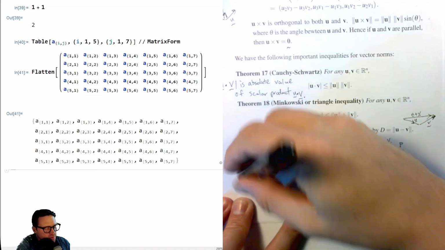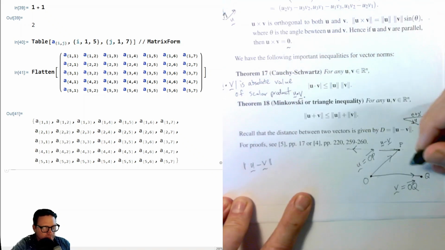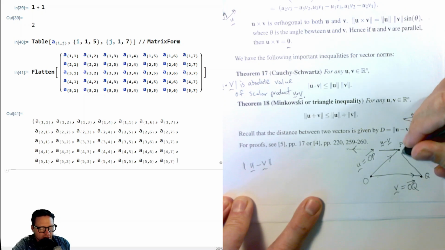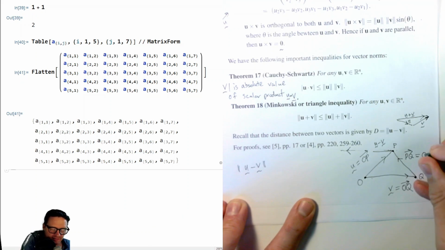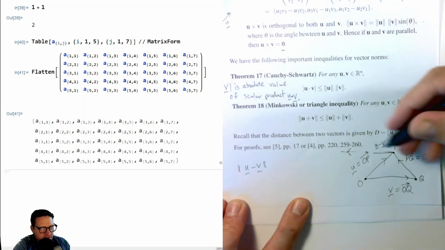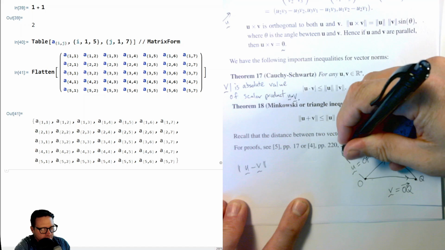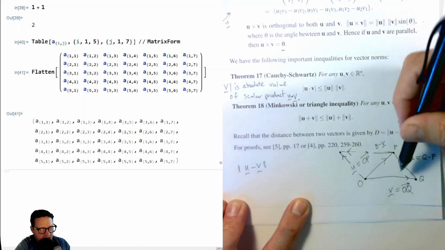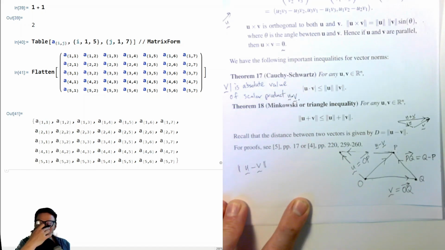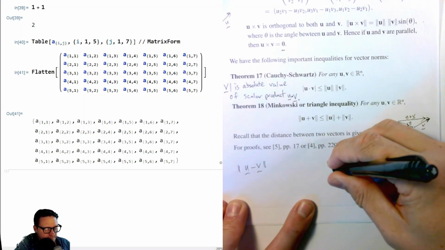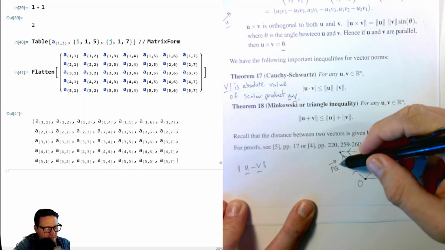Now, if I take the norm of u minus v, there's another vector here, right, PQ, which I can obtain by calculating the difference between the points, Q minus P, all right? And so this is parallel to the vector that goes this way, and hence, because the length is the same, this is the same vector. Now this over here is the vector PQ.